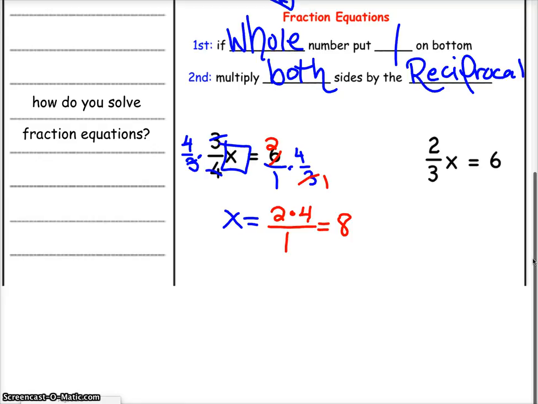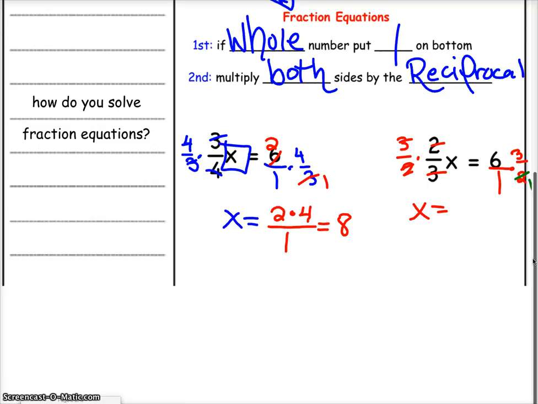I'm going to do that strategy again. Put a 1 under the 6. Now times through by the reciprocal, 3 over 2. If you're ever not certain what the reciprocal is, think you just want the diagonals together, because when the diagonals are together, it cancels everything out. So I'm left with, do it to both sides, 3 over 2.